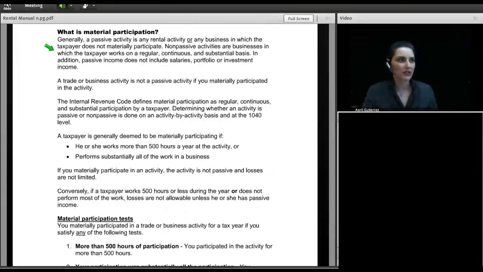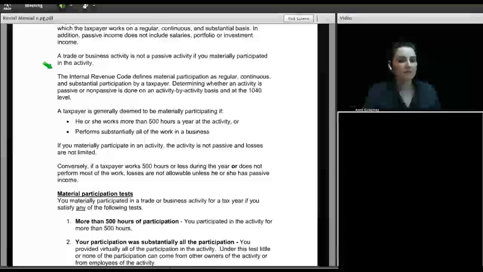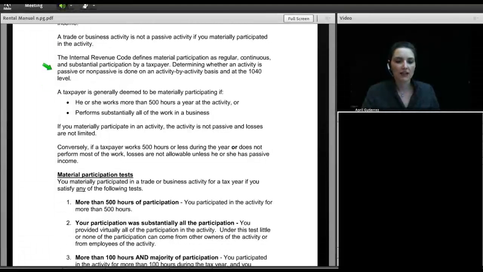What is material participation? When are you deemed to be having material participation in an activity? Generally, a passive activity is any rental activity or any business activity in which the taxpayer does not materially participate. Non-passive activities are businesses in which the taxpayer works on a regular, continuous, and substantial basis. In addition, passive income does not include salaries, portfolio, or investment income. A trade or business activity is not a passive activity if you materially participated in the activity. The Internal Revenue Code defines material participation as regular, continuous, and substantial participation by the taxpayer.